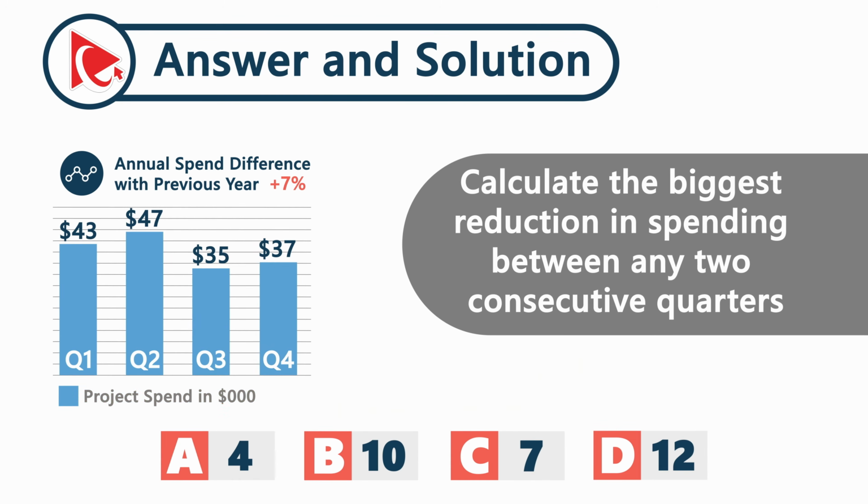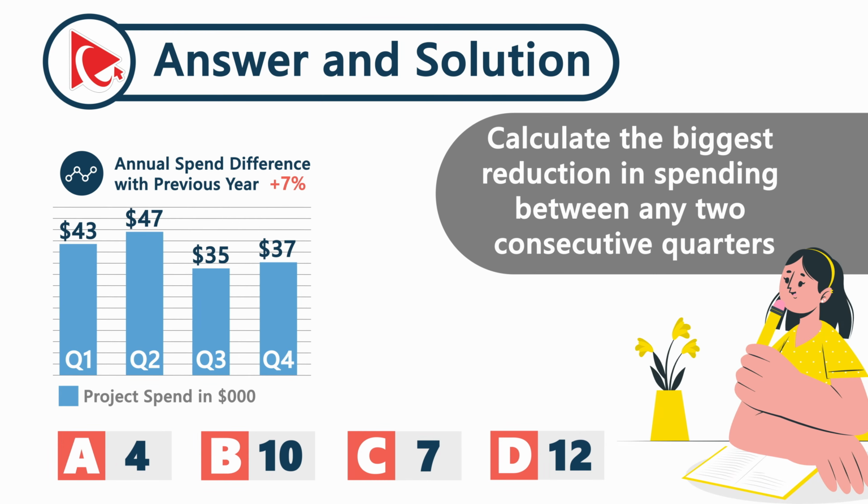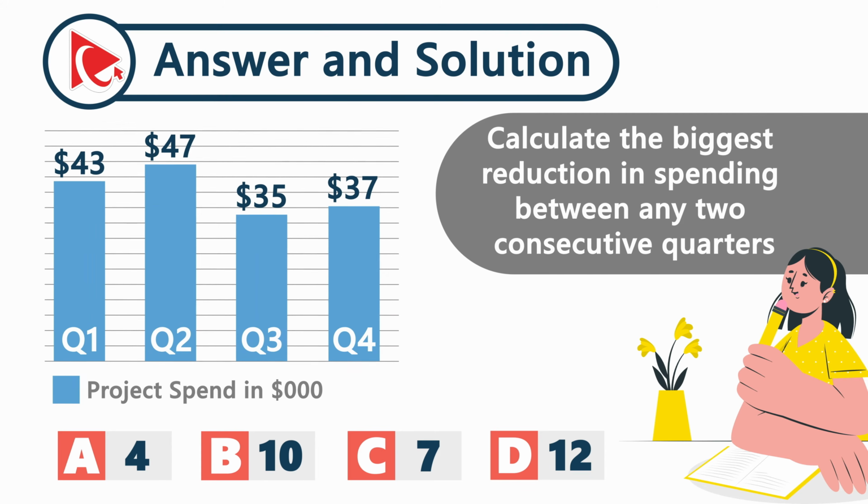With these types of questions, you always need to remember the original goal, which is to calculate the biggest reduction in spending between any two consecutive quarters. What's interesting here is that on top of the chart, there is information about annual spend difference. This annual spend difference compared to the previous year is plus 7%. Well, even though this information might be valuable for somebody else, it's irrelevant here. And the only reason it's on the chart is to confuse you. I truly hope you didn't select choice C, 7.